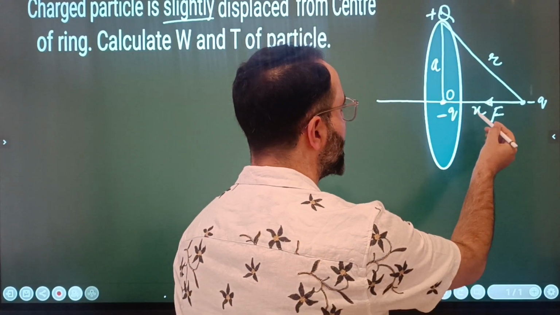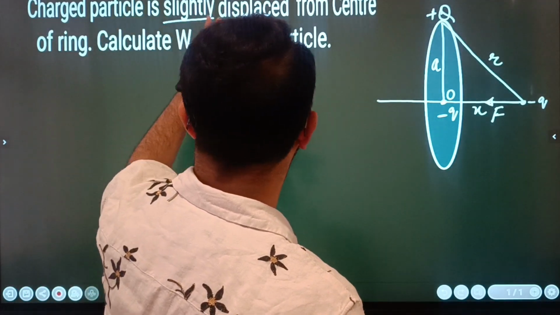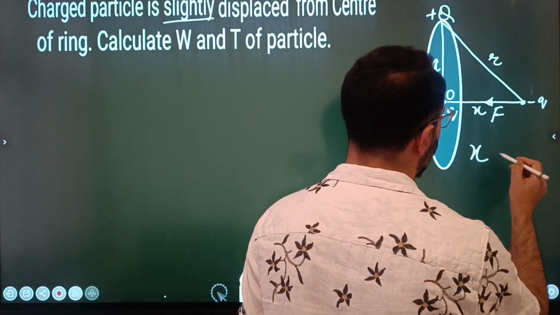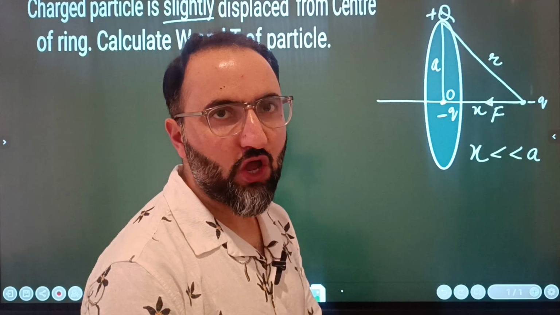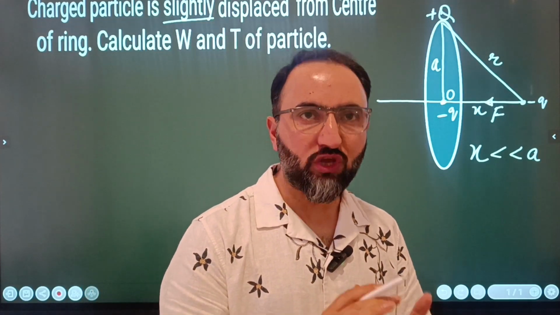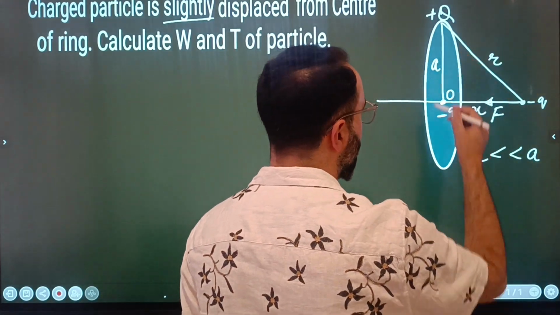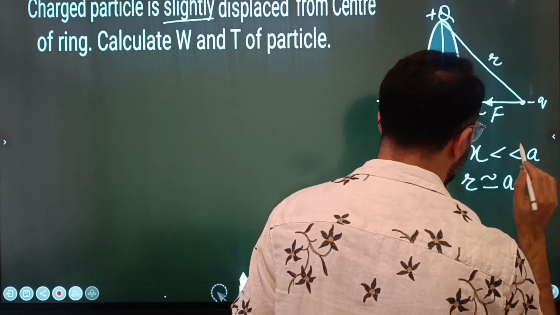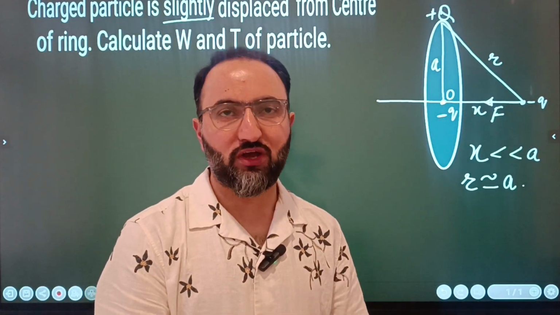Okay, now what's the displacement? That's equal to x. And see, the question is like this: it is slightly displaced from the center. Slightly displaced, what does that mean? That means this x is very small compared to a, the radius of this ring. When this x is very small, we can easily replace this r by a. Approximately, we can write this r is equal to a. All right, so we are going to calculate the force.